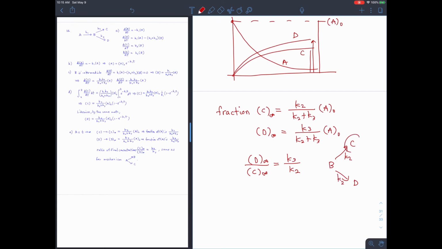Namely, the ratio of the amount of C that you get and the amount of D that you get is the same thing, in fact, as the ratio of those two rate constants. And that's why it's called the branching ratio. It tells you how much goes in one direction and how much goes in the other direction. And I think that is the end of this problem.